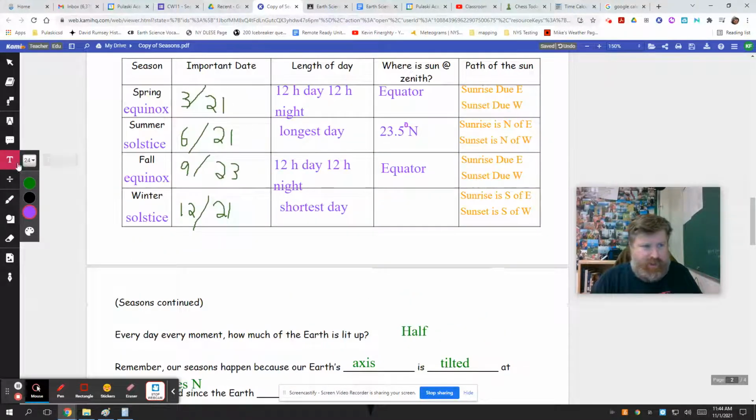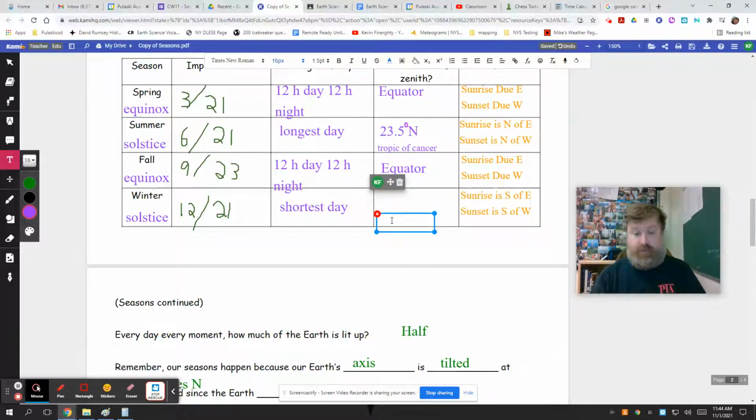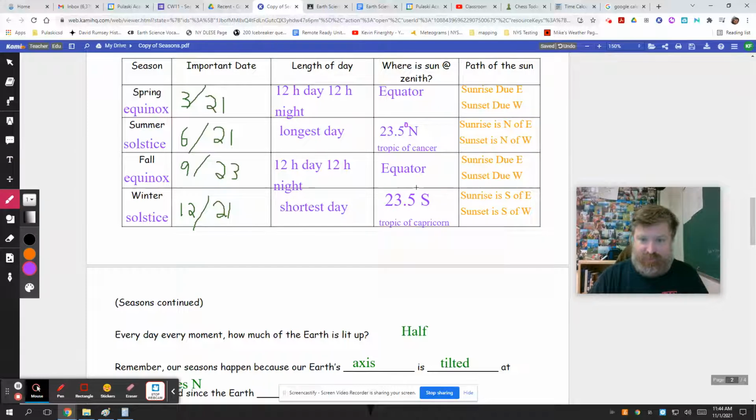It is written there. I suppose I should write it in. Tropic of Cancer. This one, the sun's going to be a little further away from us. It's cold where we live. What we call winter solstice, what the southern hemisphere calls summer solstice. Tropic of Capricorn. 23.5 degrees south. Sorry, trying to go too fast here.